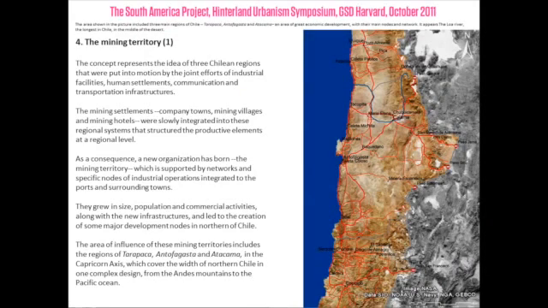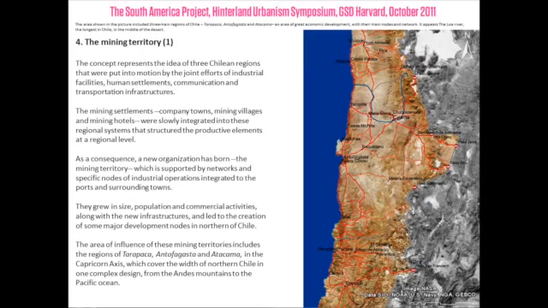The mining territory. The concept represents the idea of 3 Chilean regions that were put into motion by the joint efforts of industrial mining, human settlements, communication, and transportation infrastructures. The mining settlements, company towns, mining villages, and mining hotels were slowly integrated into this regional system that structured the productive elements at the regional level. As a consequence, a new organization was born, the mining territory, which is supported by networks and specific nodes of industrial operations integrated to the ports and surrounding towns. They grew in size, population, and commercial activities, along with the new infrastructures, and led to the creation of some major development nodes in the north of Chile.